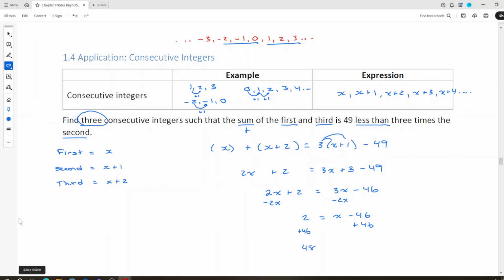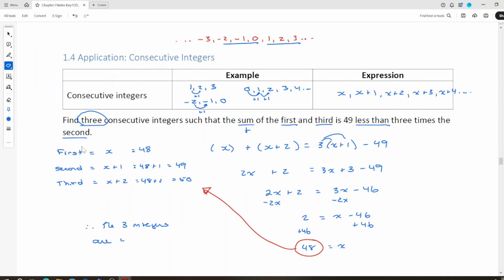That's going to give me 48 is equal to x. And then as always with every question, you then take this and go back up to your let statements. So x is 48, which means your second integer would be 48 plus 1, which is 49. And then your third integer would be 48 plus 2, which is 50. So therefore, the three integers, or consecutive integers, are 48, 49, and 50.